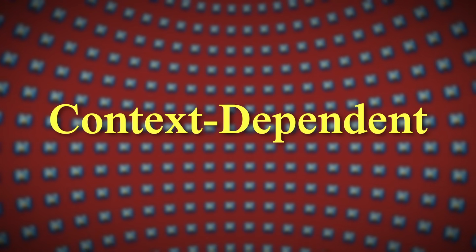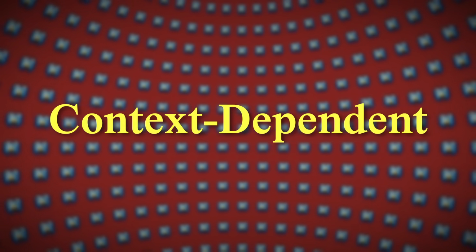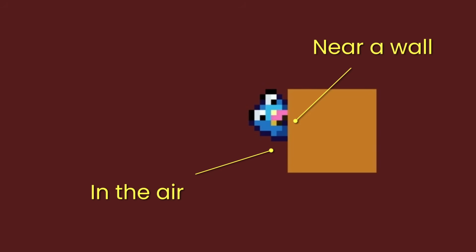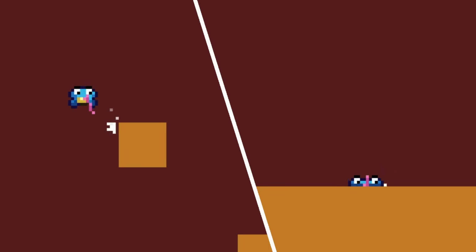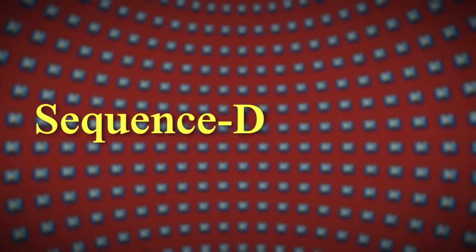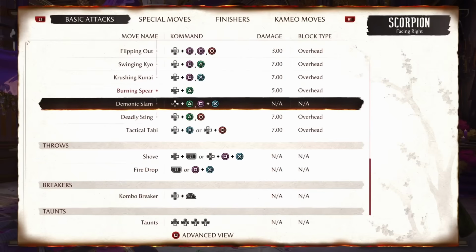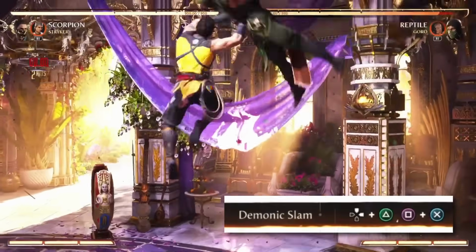Context-dependent moves require a specific environmental state to be performed. For example, a wall jump requires that the player is in the air and near a wall. So the jump input performs a different action than when you're on the ground. It's context-dependent. On the other hand, sequence-dependent moves are moves that execute when you perform a certain set of inputs in a row. A classic example of this is special moves in fighting games.